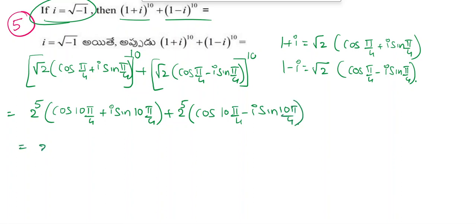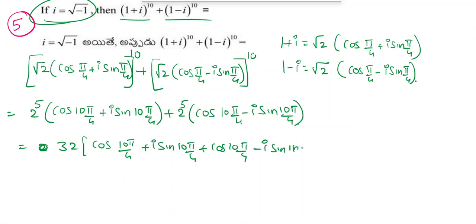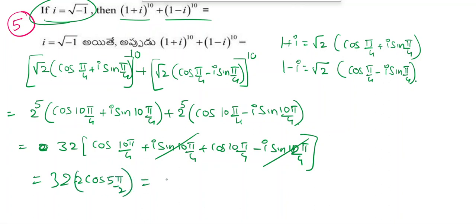That is, 2 power 5 take common, that is 2 power 5 value is 32, into (cos 10 pi by 4 plus i sin 10 pi by 4 plus cos 10 pi by 4 minus i sin 10 pi by 4). The i sin 10 pi by 4 terms cancel. This is 32 into 2 cos 10 pi by 4, which is 5 pi by 2. So cos pi by 2 value is 0. 32 into 2, that is 64 into 0 is equal to 0. So the final answer is 0.